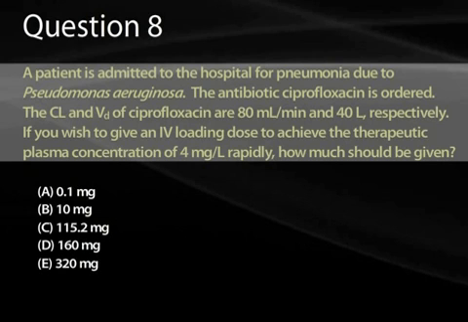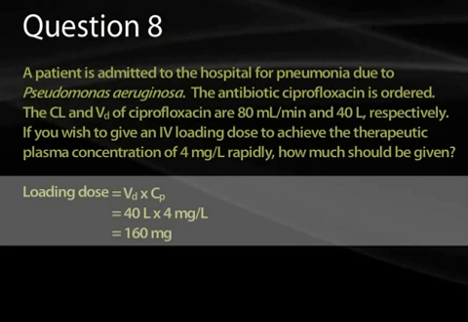You know the clearance of the drug. They give it to you. It's 80. And you know the volume of distribution. That's 40 liters. The loading dose is equal to the volume of distribution times the desired plasma concentration. The volume of distribution is 40, and the desired plasma concentration is 4. Watch out for your units. You get 40 times 4 equals 160 milligrams. They give you the clearance, but you didn't need it to answer this question.